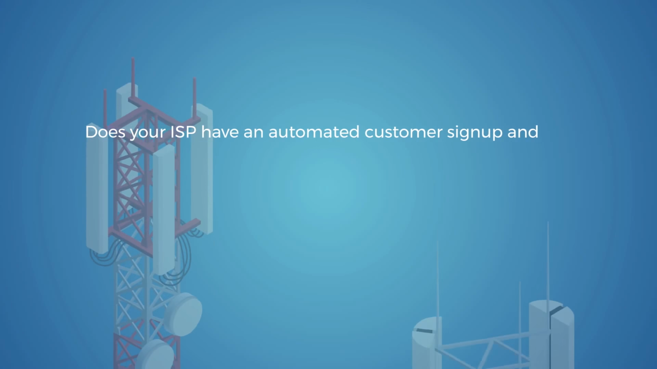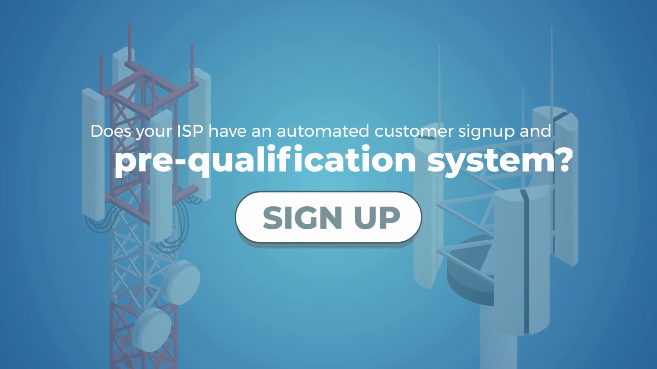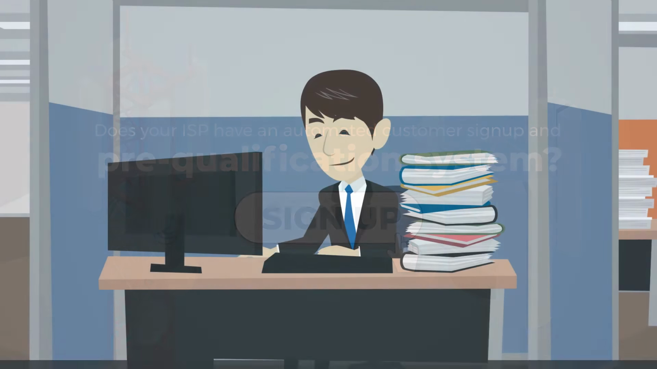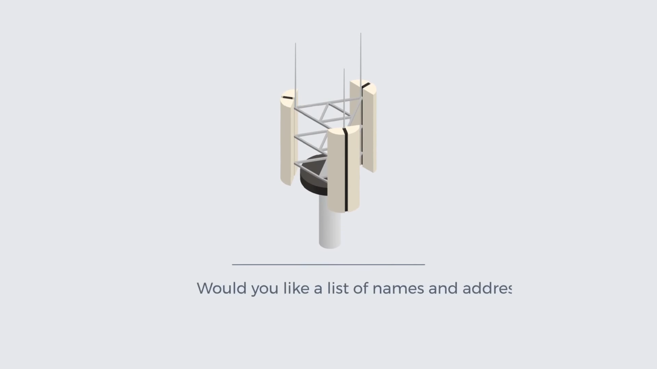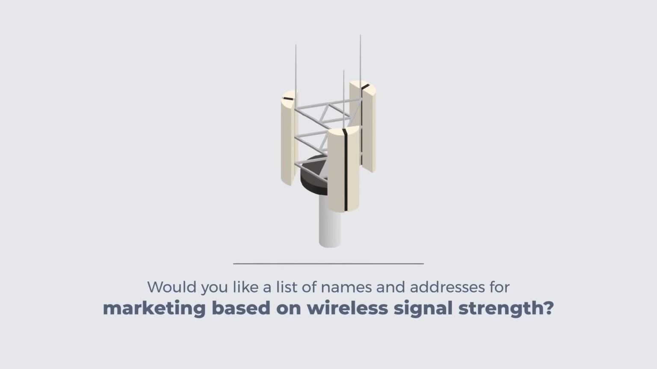Does your ISP have an automated customer sign-up and pre-qualification system? Would you like to simplify your FCC Form 477 filing? Would you like a list of names and addresses for marketing based on wireless signal strength?